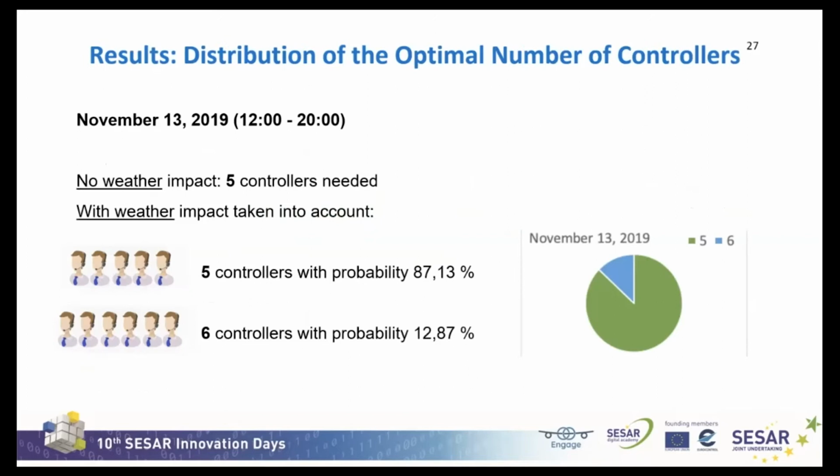And the resulting distribution of the optimal number of controllers for November 13 for the given time period looks as follows. When the weather is disregarded from optimization, we need only 5 controllers to cover the operation during these hours. But when we take into account the probability of all the weather events, we need 5 controllers with the probability 87%. But if you want to ensure safe operation in all cases, we would better employ 6 controllers for that.